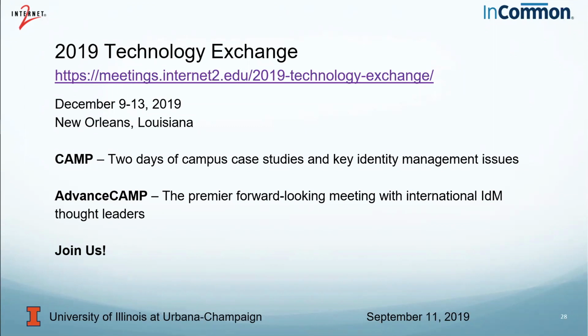Just a couple of things that are coming up. The Technology Exchange is a little bit later this year. You can see it's December 9th through 13th in New Orleans. We'll have 2 days of 2 tracks, just as we have in the past, of campus case studies, track sessions, and sessions on key identity management issues. And then the ever popular Advanced CAMP will be on the last 2 days, and that's where it's an unconference. We do the scheduling on site when we're there, and people vote on what they want to attend, and away we go. So if you have a chance, that's a good thing. Actually, that's where this presentation came from, because these guys presented it last year at TechX.